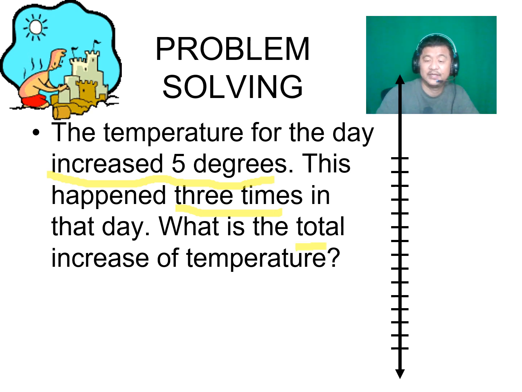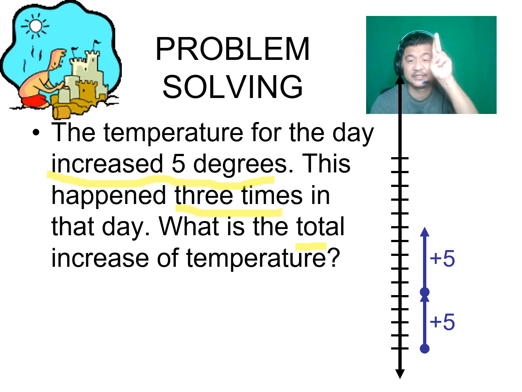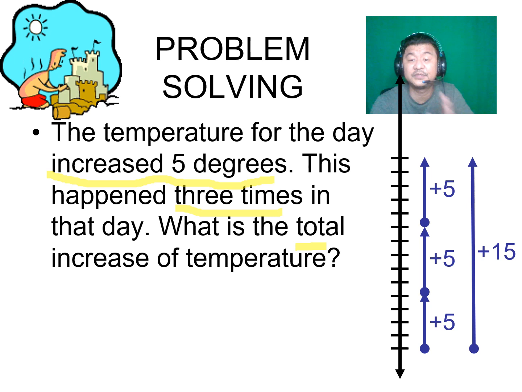So let's visualize this with the number line. First, it went up by 5 degrees. That's one time. But there's a second time and there's a third time, right? So the total increase is what now? What can you use? Multiplication or add it individually? How many increments? And that's 15 going up.